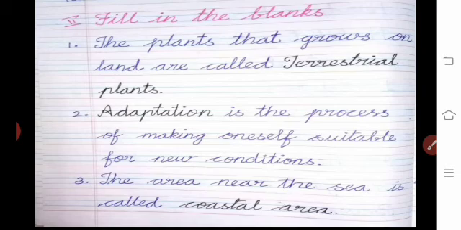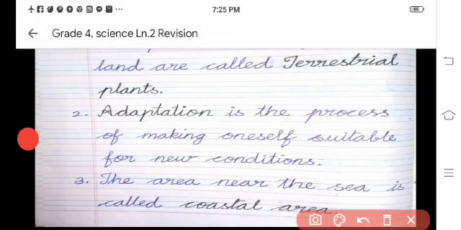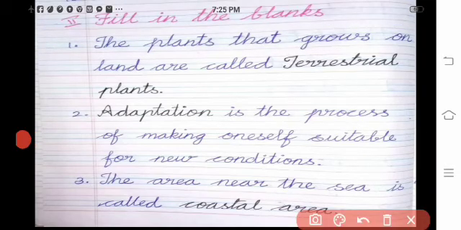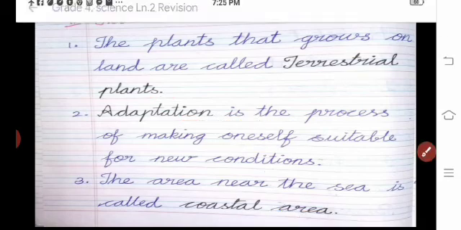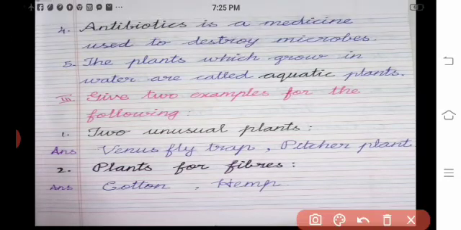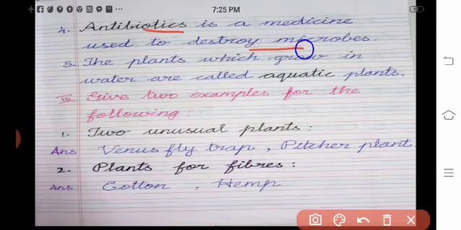Next we can see the fill in the blanks in our classwork note. The plants that grow on land are called terrestrial plants. Adaptation is the process of making oneself suitable for new conditions. The area near the sea is called coastal area. Next, an antibiotic is a medicine used to destroy microbes. The plants which grow in water are called what plants? Aquatic plants.